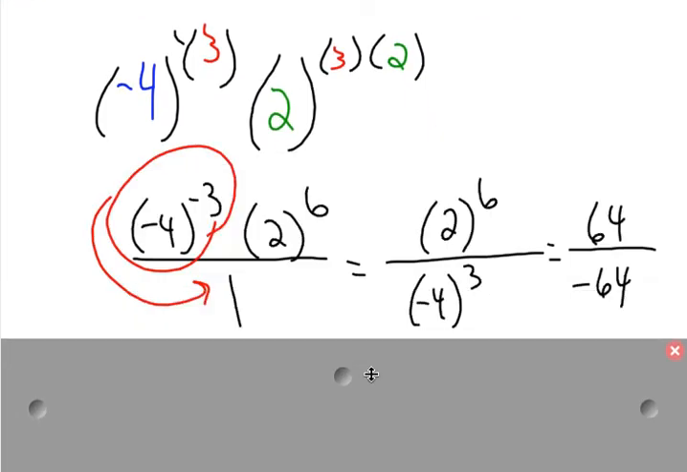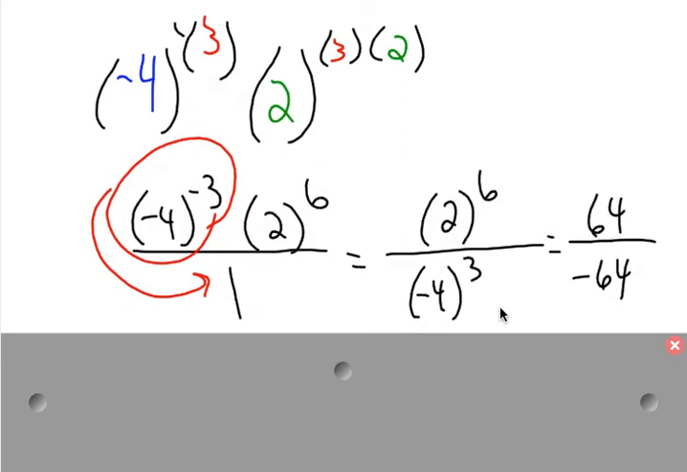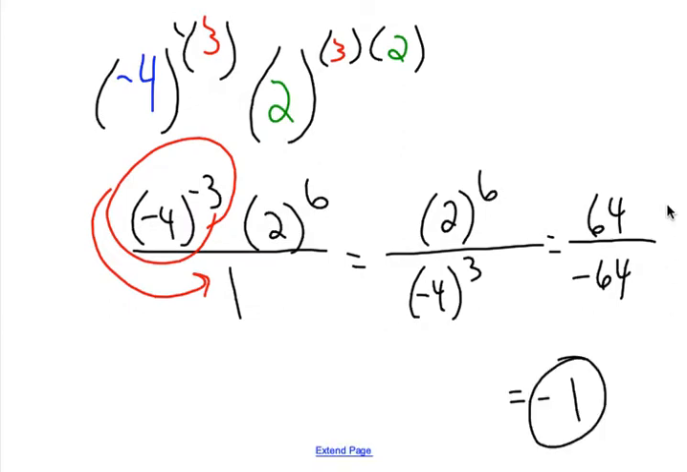So next step here, negative 4 to the negative 3, 2, and then like I said, 3 times 2 is 6. I recognize the problem is the negative 4 to the negative 3. That needs to be moved to the denominator. 2 to the 6th is left up top. So 2 to the 6th is 64. And negative 4 to the 3rd is negative 64. So my final answer here is just negative 1.